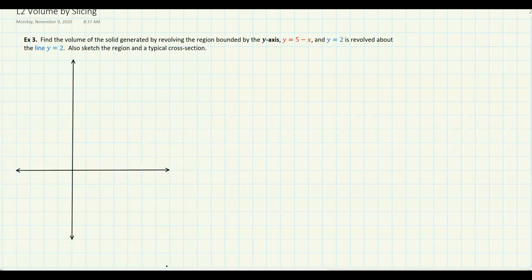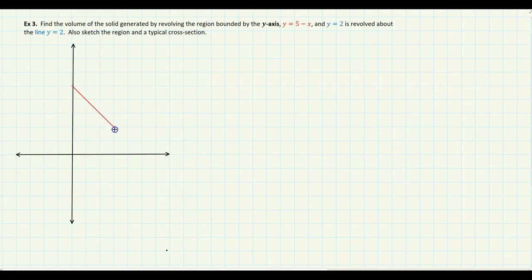Now we want to draw the line y equals 5 minus x. That line starts at 5 and goes downward with slope of 1: 1, 2, 3, 4, 5. It will look like that. And then we need the line y equals 2. That would be a horizontal line, y equals 2, right here.